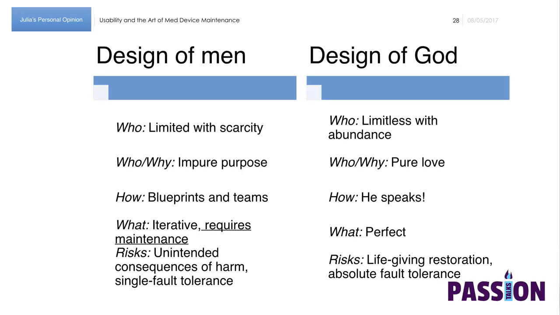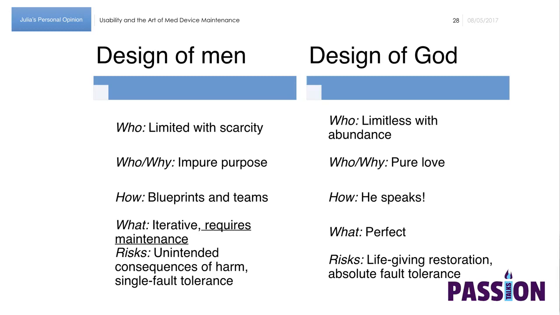About identity also, and who and why, the purpose for doing things. Generally for the design of man, there's usually an impure purpose for things, profit and all these other things that have to come through, whereas God really does come from pure love, and he wants to, again, see us flourish. About the process, man's design generally involves blueprints and lots of teams, whereas God, as other people have iterated in beautiful ways, just speaks and therefore it is, right?